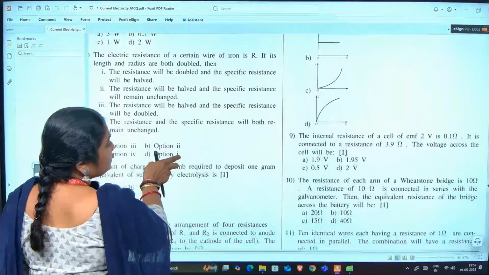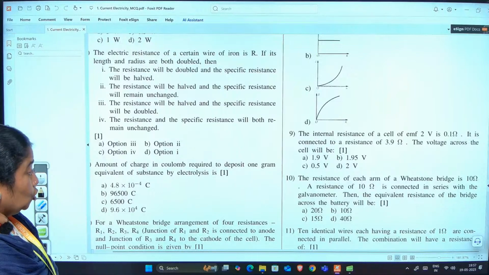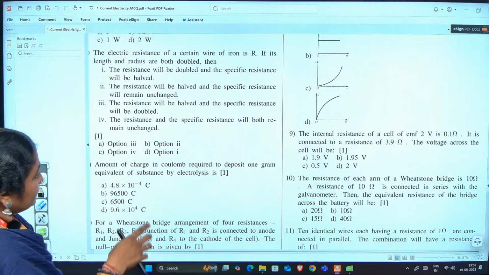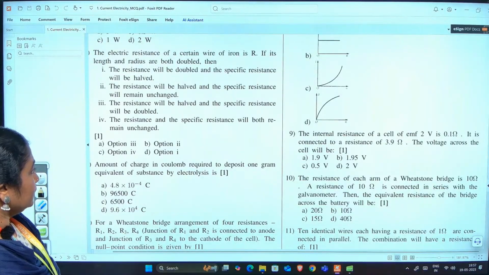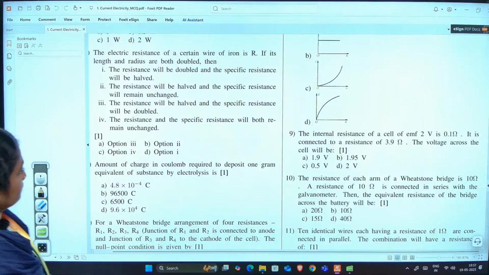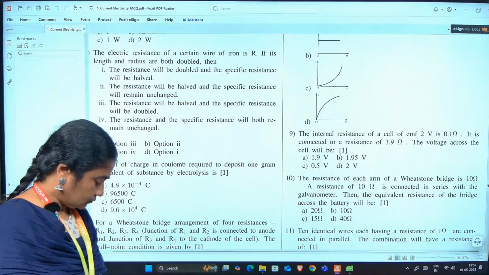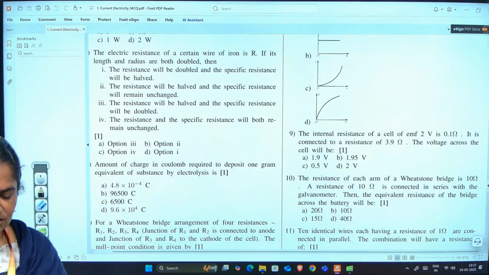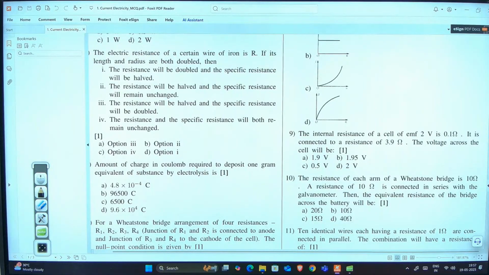The internal resistance of a cell of EMF 2 volt is 0.1 ohm. It is connected to an external resistance, capital R, 3.9 ohms. The voltage across the cell will be... they have asked V. Internal resistance or the formula? C.